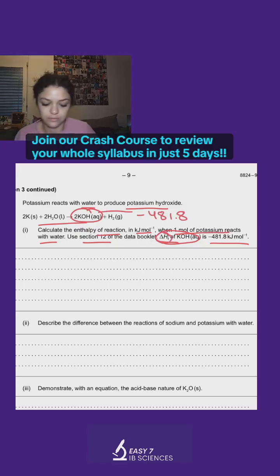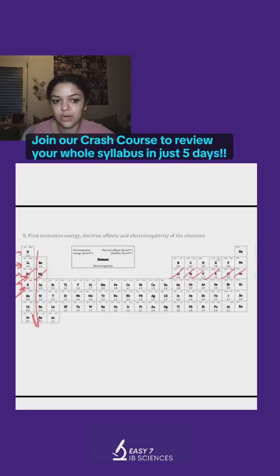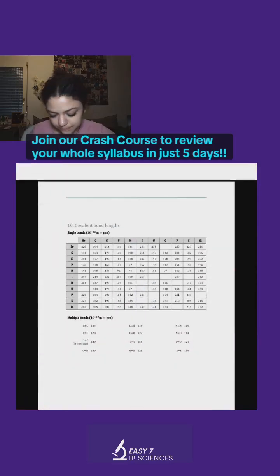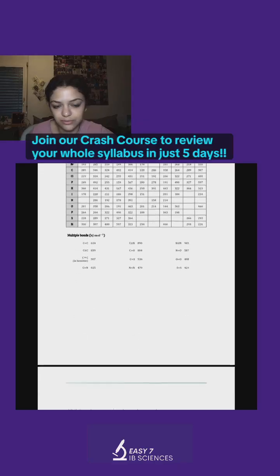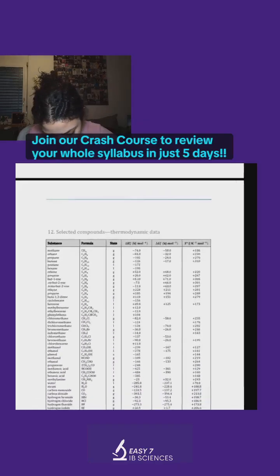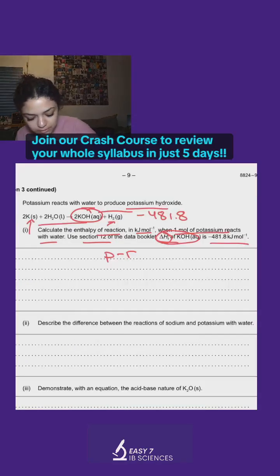So what do we have to do? We have to do products minus reactants. Okay, what's going to be the enthalpy of formation of H2, guys? What about potassium? Can anyone tell me, what do elements, what's their enthalpy? 0, very good. 0 for H2, and what about potassium? 0, good, guys. So all I'm going to be looking for is water.